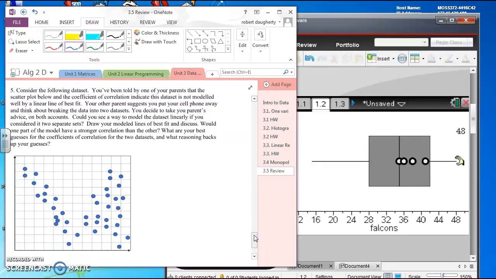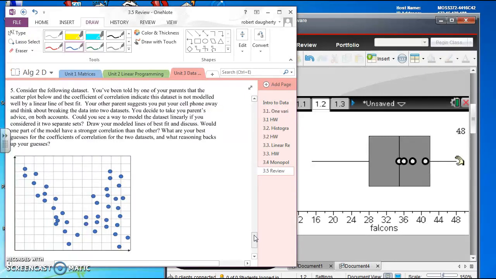So you've been told by one of your parents that this scatter plot and the coefficient of correlation indicates this is not modeled well by a linear line of best fit. You can see that your parents are probably right on this because there's no line that really fits this data set. But your parents tell you to put your cell phone away and think about breaking this into 2 data sets. You decide to take your parents' advice on both accounts. Can you see a way to model this data set linearly if you split it into 2 separate data sets? Draw your modeled lines of best fit and discuss. Would one part of the model have a stronger correlation than the other? What are your best guesses for coefficient of correlation for the 2 data sets, and what reasoning backs up your guesses?